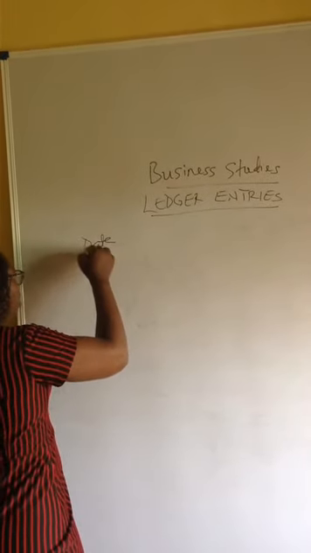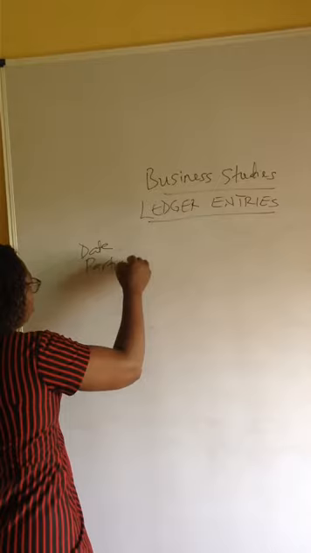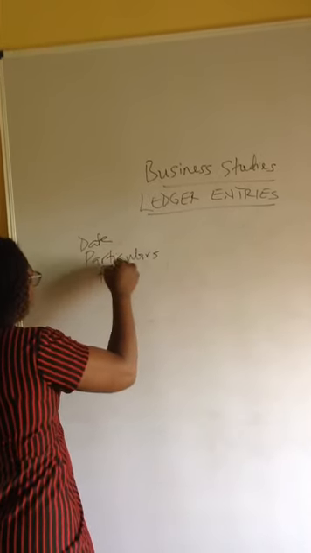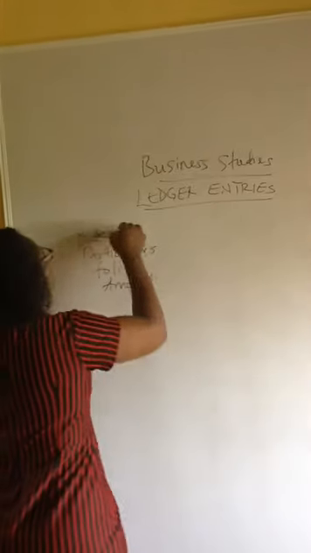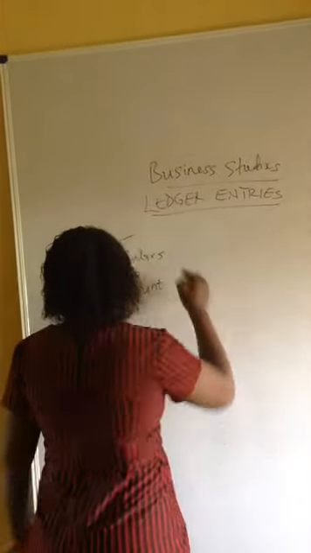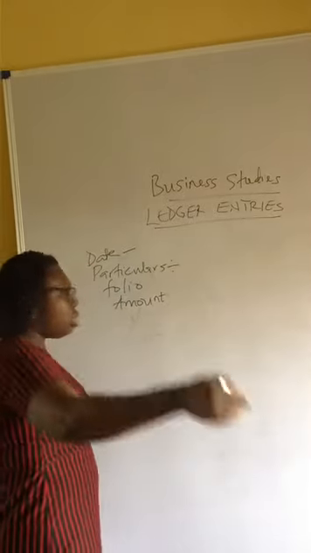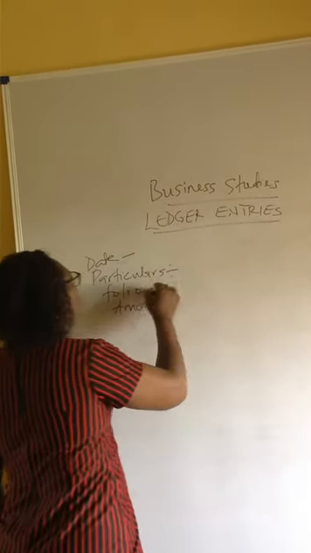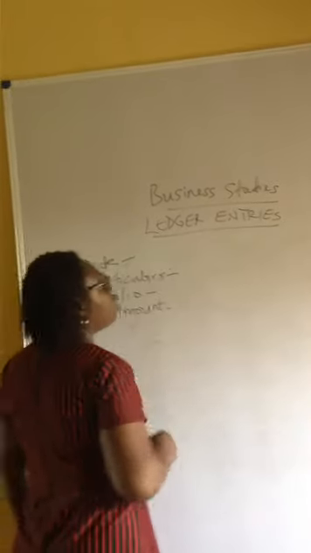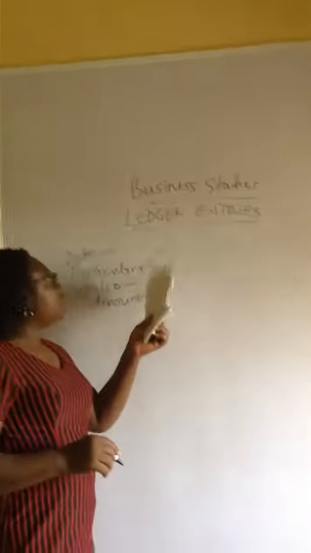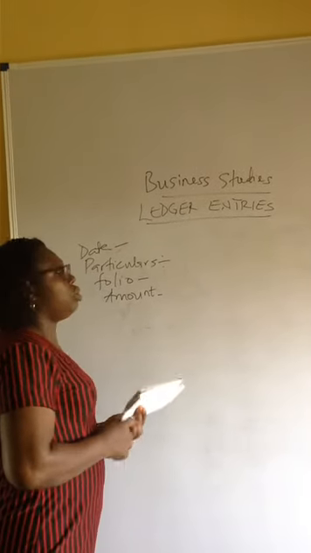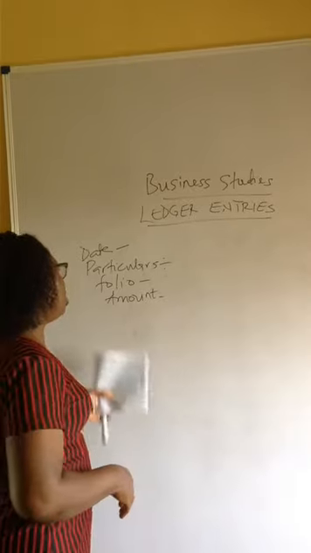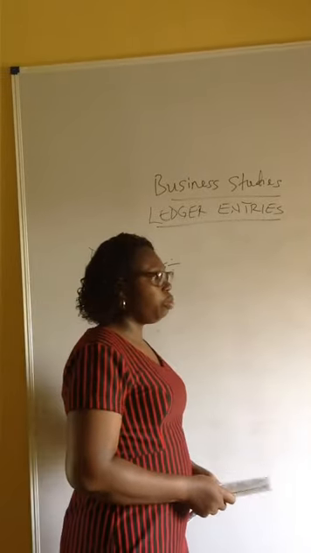Some of the items are date, particulars, folio, and amount. Date is the day the transaction took place. Particulars is the name of the other account, while folio is the page number, and amount is the amount that is represented in the transaction. The amount for the transaction, the money that is involved in the transaction, is what you record in that column.